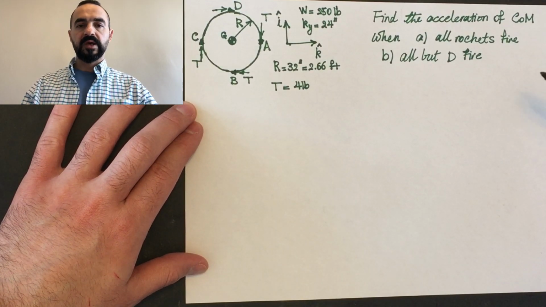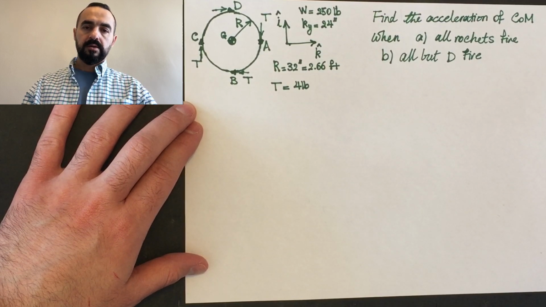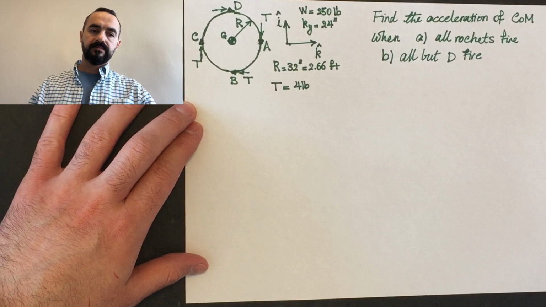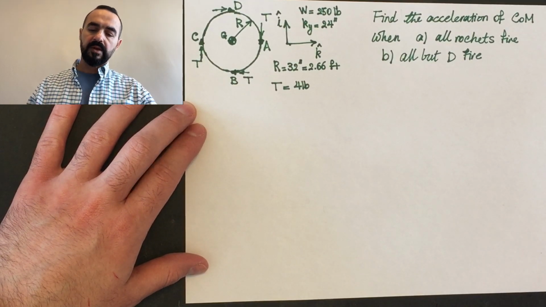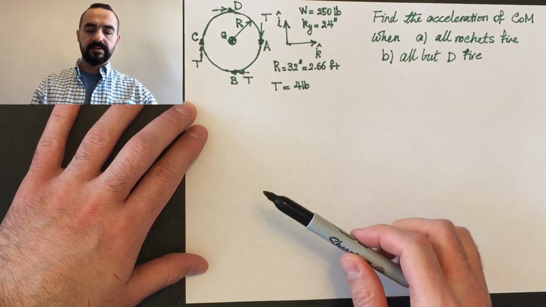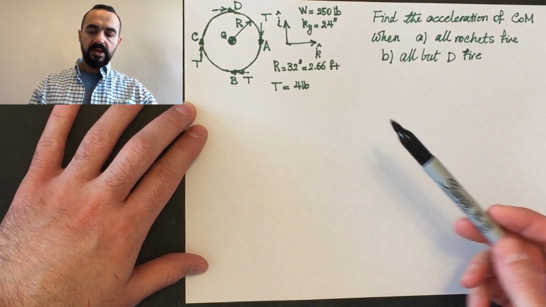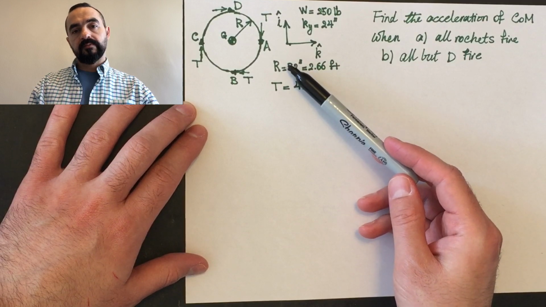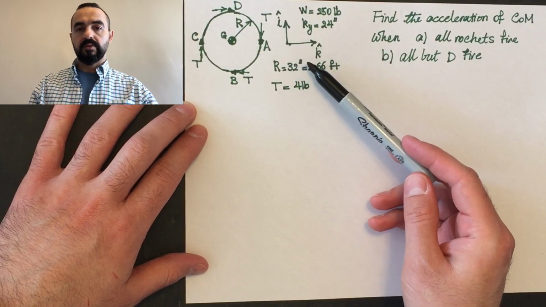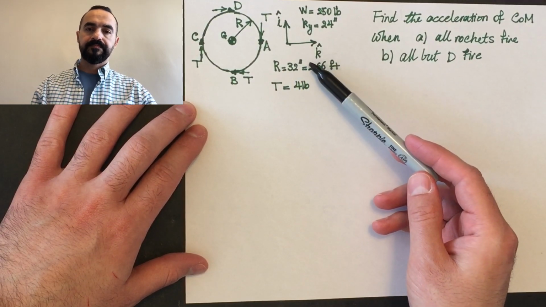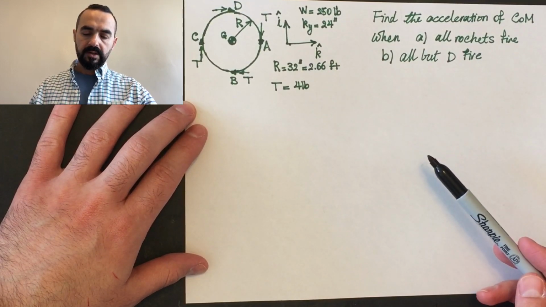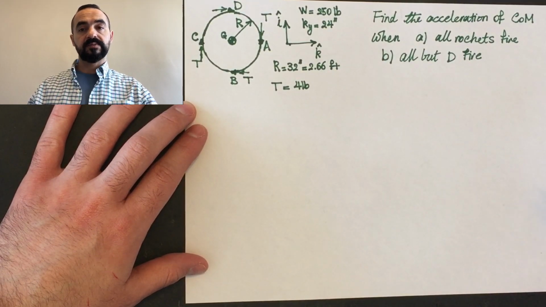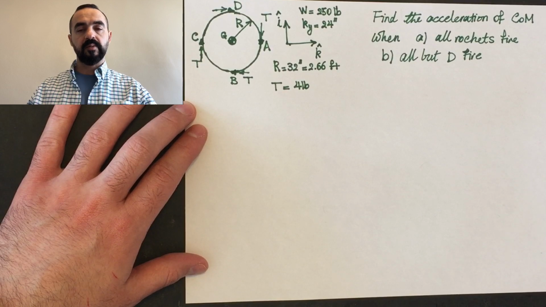So for both cases, we're going to use equation of motion for rigid bodies. We said that, again, this is a planar motion. The satellite is located in the XZ plane, and it's going to stay in this plane. So we're going to assume that we have a planar motion.